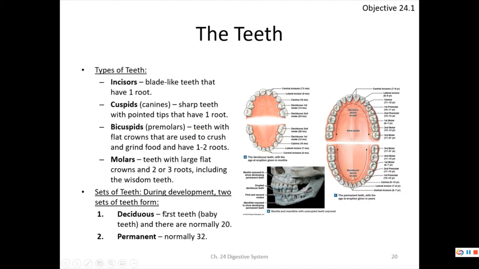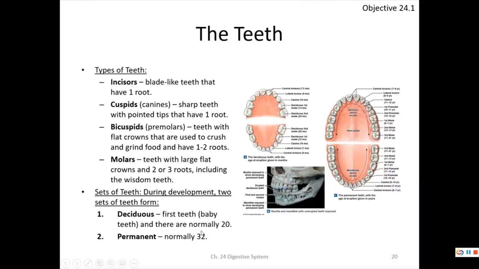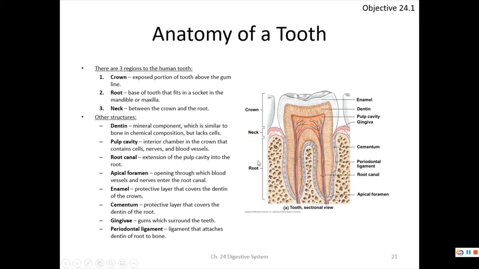Now, speaking of creepy, this is a child's skull here with all the unerupted teeth. So this makes 52 teeth that a normal human being has in their lifetime. Now, a tooth has three regions: a crown, a neck, and a root. The crown's what sticks up above the gum line. What's down below the gums is the root that anchors it into the maxilla or mandible. And then the neck is the space between the two.